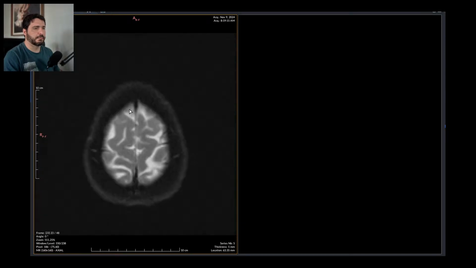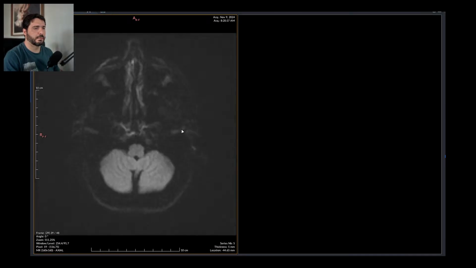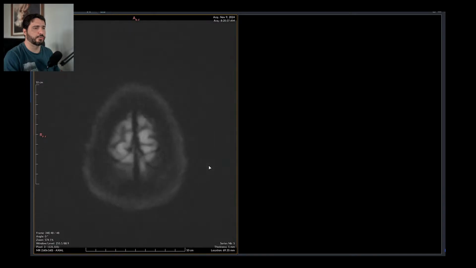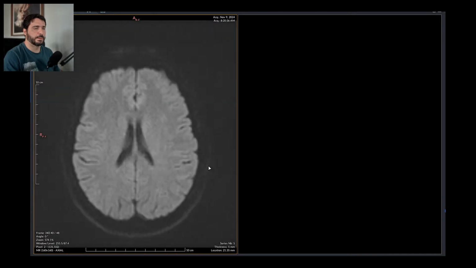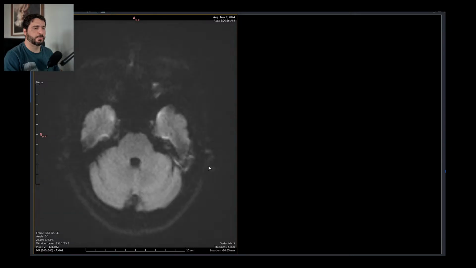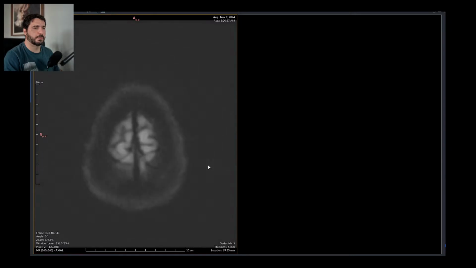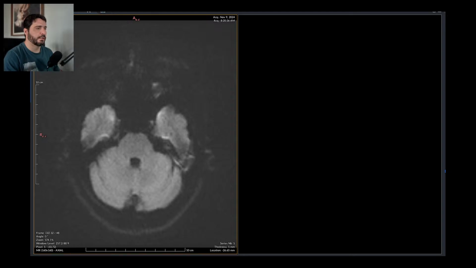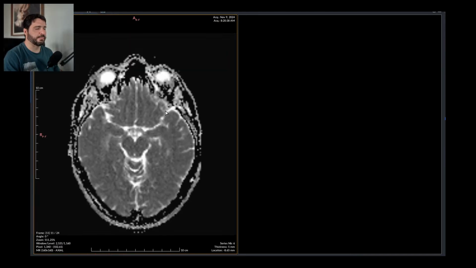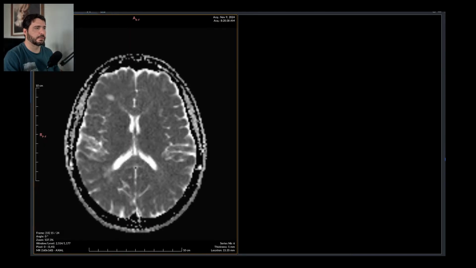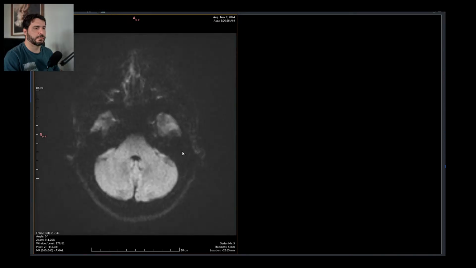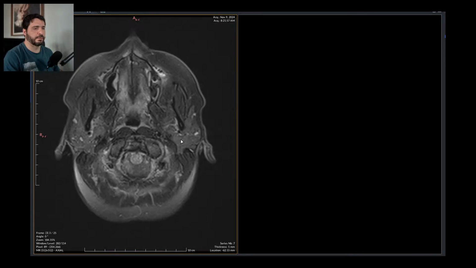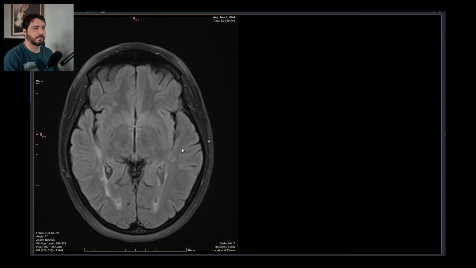Diffusion weighted sequence right there. Axial. Let's see if there are any new lesions. No. Diffusion, no bright spots on diffusion. So ADC map is not of use because it's not going to help us. Let's go for a FLAIR.